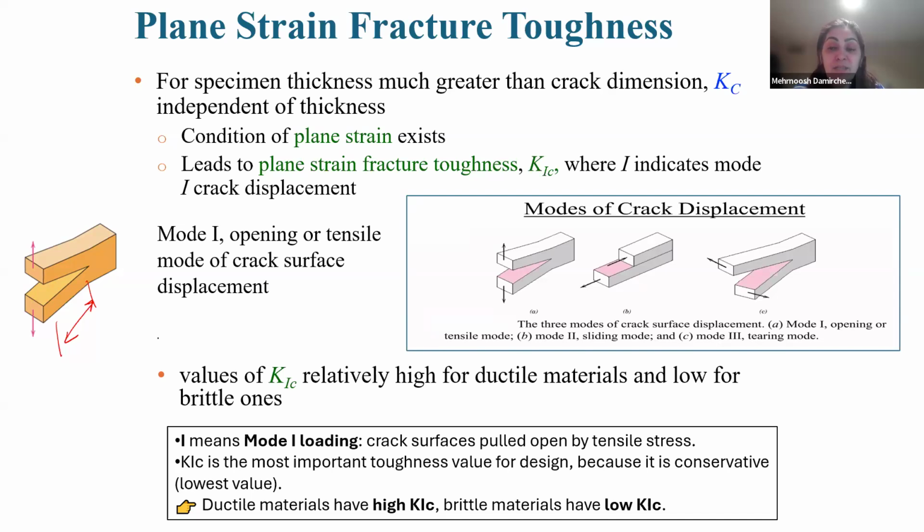So K1C is generally high for ductile materials since they can absorb more energy before fracture, and low for brittle materials, which fail suddenly with little deformation. K1C is the most important design parameter in fracture mechanics because it gives the most conservative estimation. It represents the lowest toughness value, ensuring that the design remains safe even under the most constrained loading conditions. So we will talk about these values in the next slide.